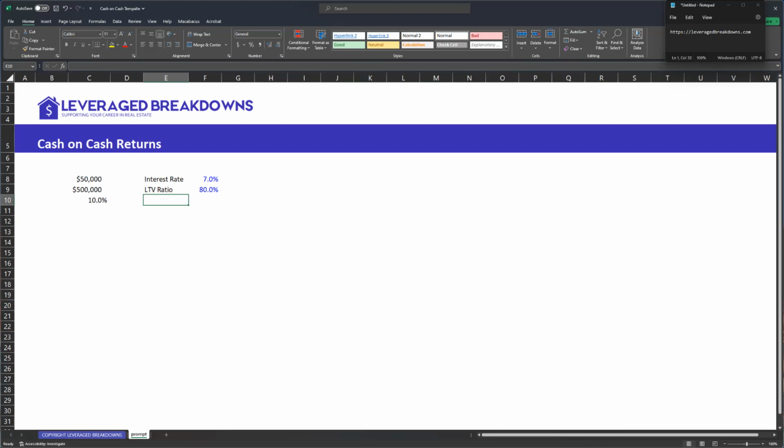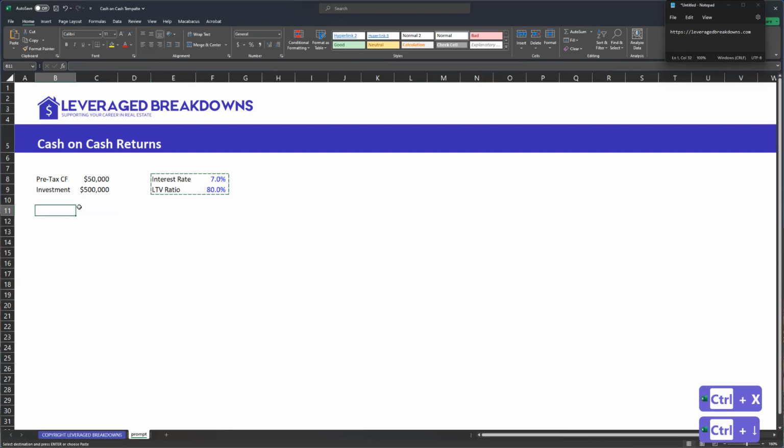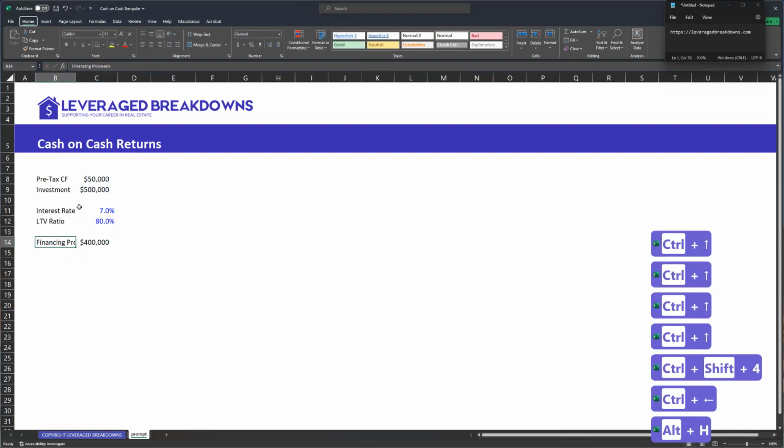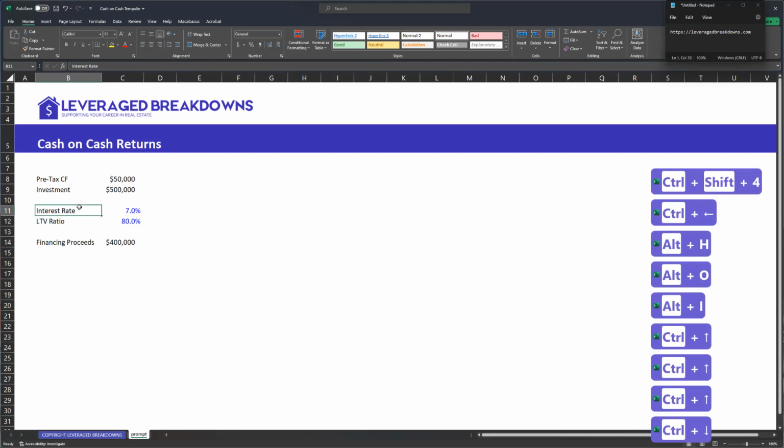For example, let's assume an investor financed their $500,000 investment with $400,000 of debt at a 7% fixed interest rate with no amortization. So let's reorganize these things here. Pre-tax CF, investment, interest rate, LTV ratio, financing proceeds would be $400,000. Let's change that.